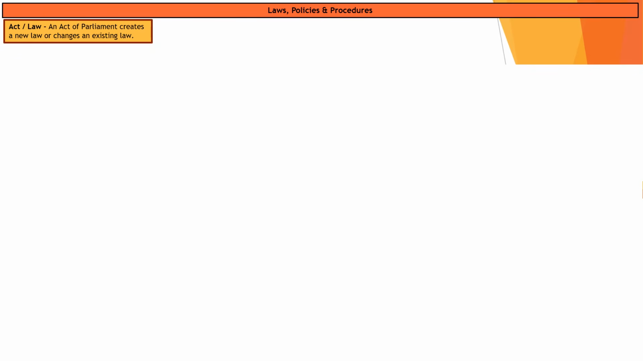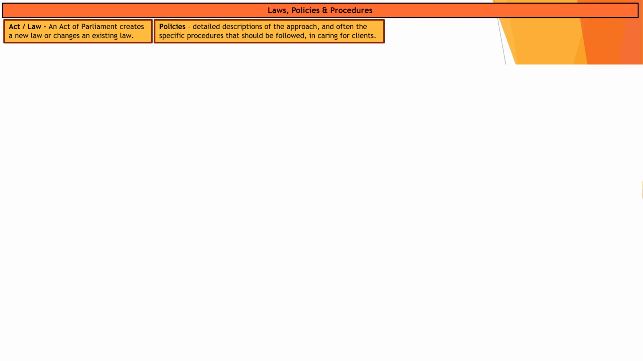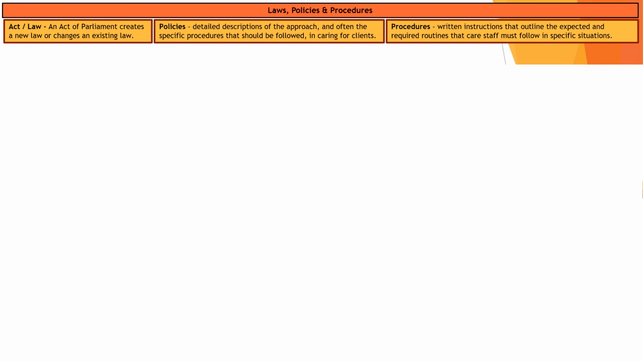So the main differences we see here is that a law or an act or a piece of legislation is something created by Parliament that creates a new law or changes a law that is already in place. Policies, on the other hand, are detailed descriptions of how a centre or a client should act in order to correspond with the law that's been put in place. And procedures are the written instructions given to staff, the expectations, the things that they should be doing as part of their role in order to meet the policy.